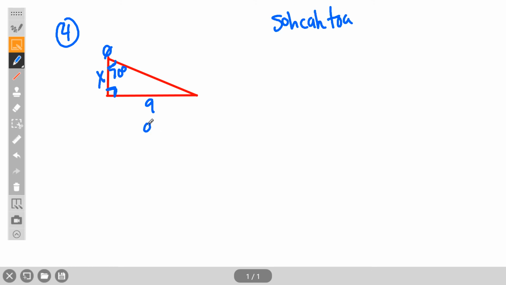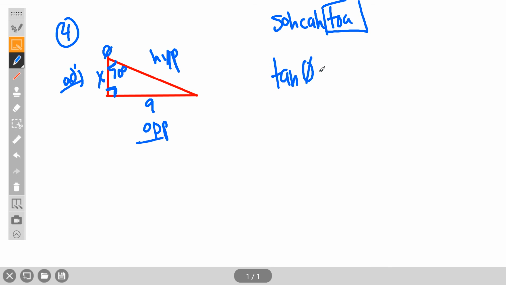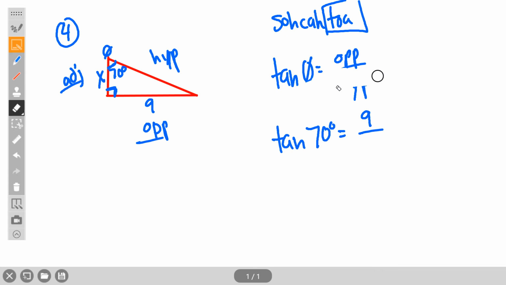So to this angle, this would be the opposite side, this would be the adjacent side, and this would be the hypotenuse. Right now we have the adjacent and the opposite, so that's tangent. We know that tangent theta is equal to the opposite over the adjacent. I wrote hypotenuse by mistake. So tangent of 70 degrees is equal to the opposite, which is 9, over the adjacent, which is x.